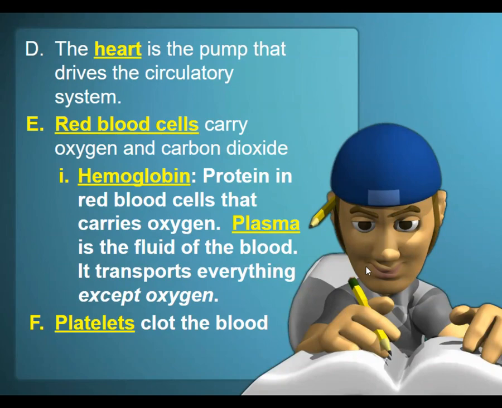Then we have the heart. This is the pump that drives the circulatory system. You have red blood cells that carry oxygen and carbon dioxide. And then hemoglobin is the protein in your red blood cells that carries the oxygen. You have plasma, which is the fluid part of your blood, and it transports everything except for oxygen. So there's things like glucose and salts that are dissolved in your plasma. Another portion of your blood is made up of platelets, and they're cell fragments, and they're going to help your blood clot.